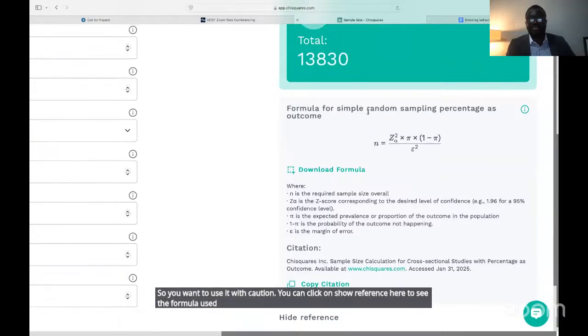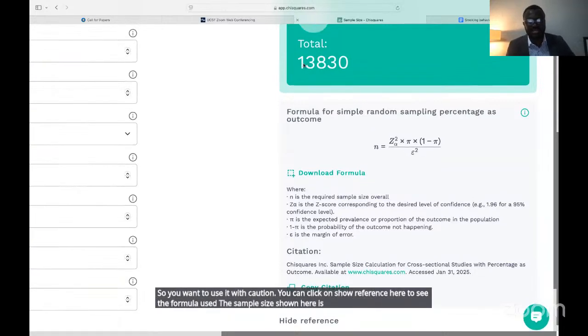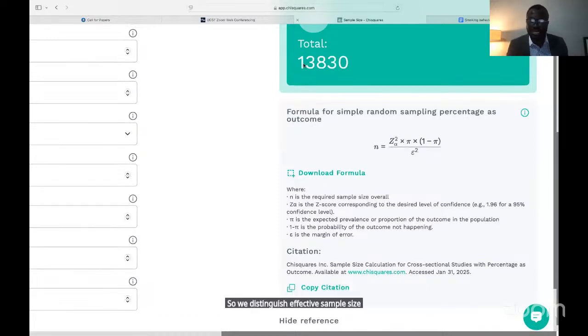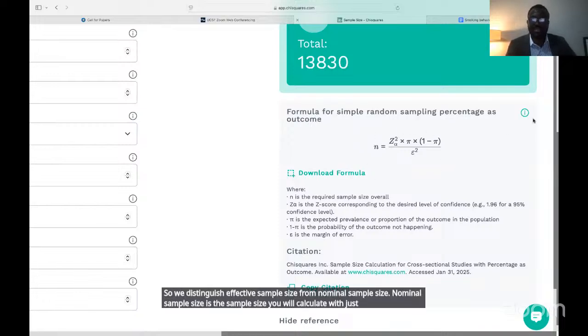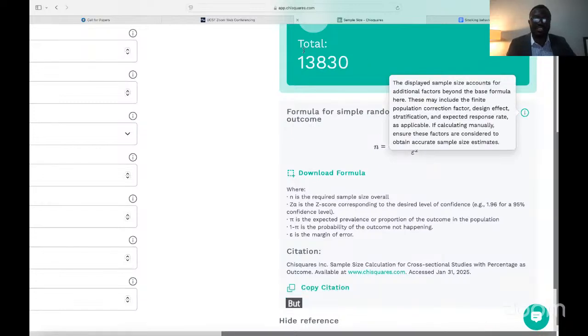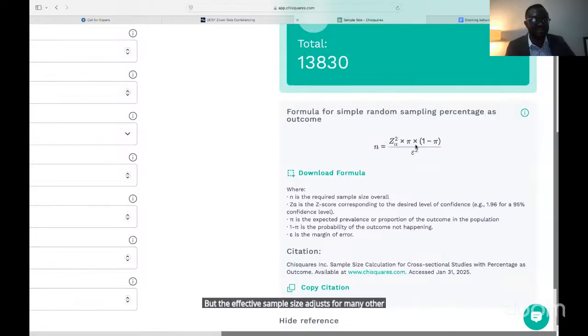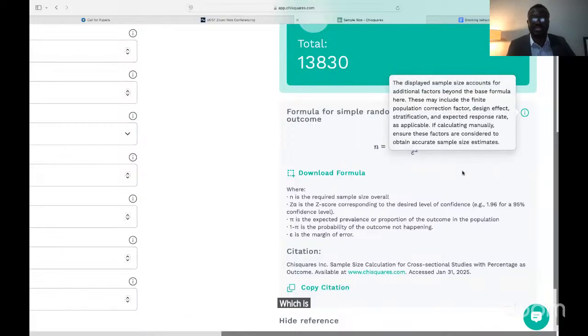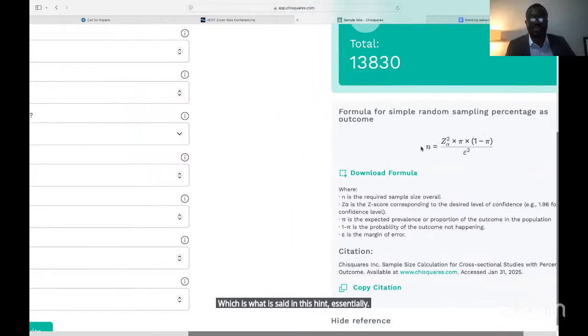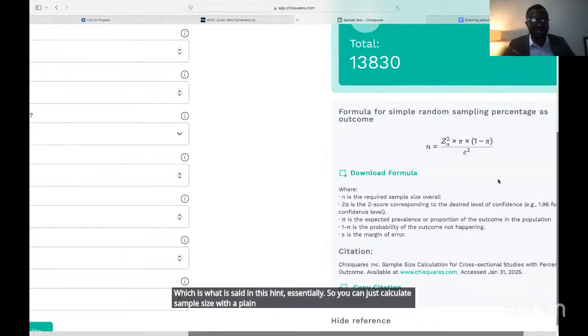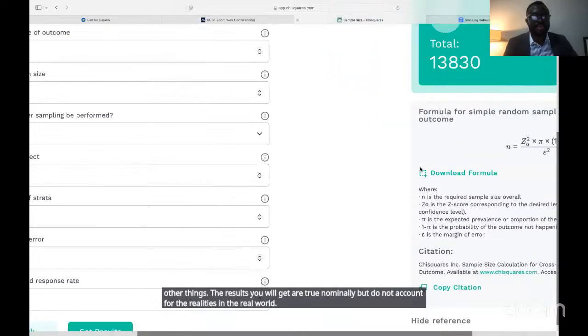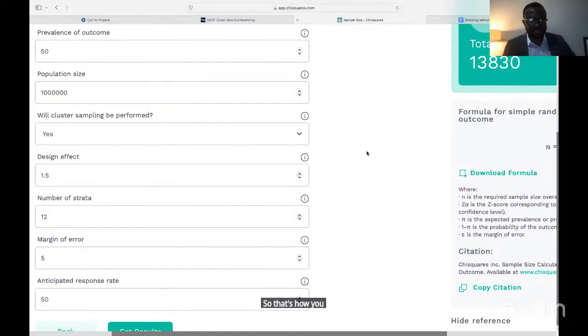The sample size shown here is what we call the effective sample size. So we distinguish effective sample size from nominal sample size. Nominal sample size is the sample size you will calculate with just a plain formula like this. But the effective sample size adjusts for many other things that are not in this formula, which is what is said in this hint, essentially. So you can't just calculate sample size with a plain old formula like this without accounting for a lot of other things. The results you get are true nominally, but do not account for the realities in the real world. So that's how you calculate sample size for a survey.